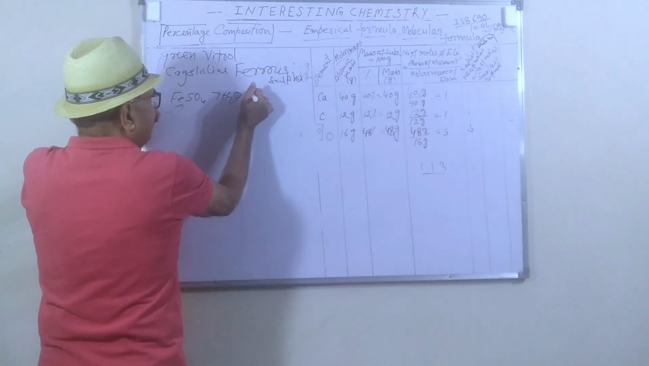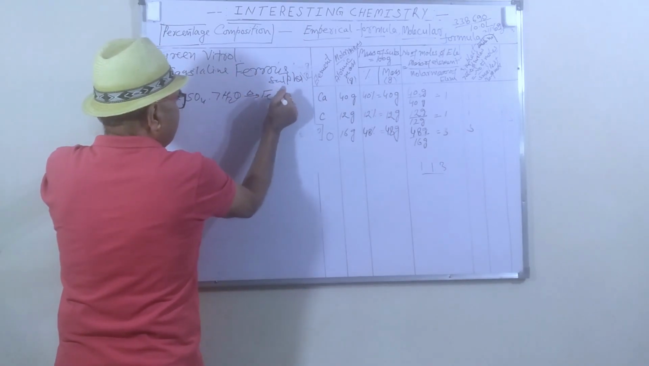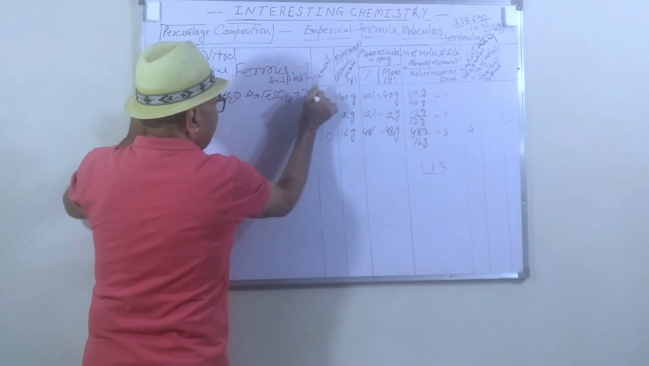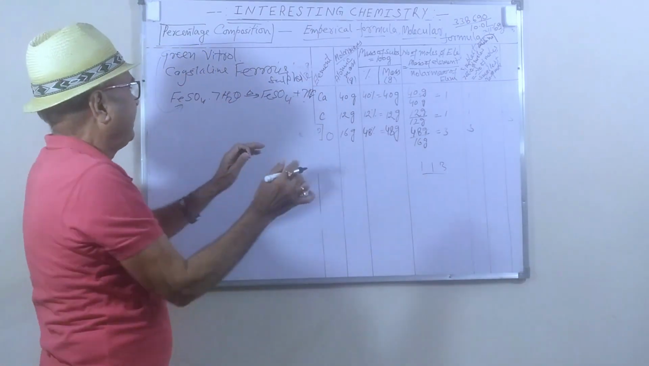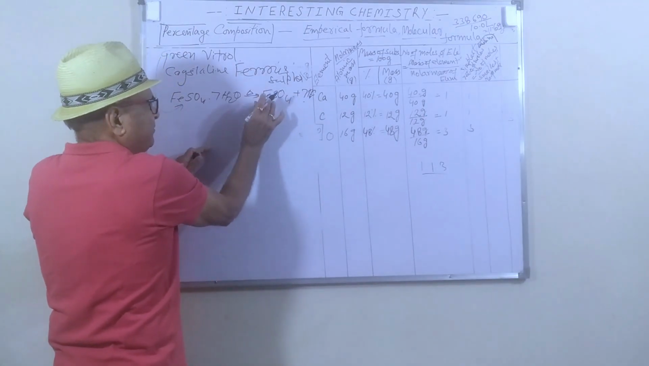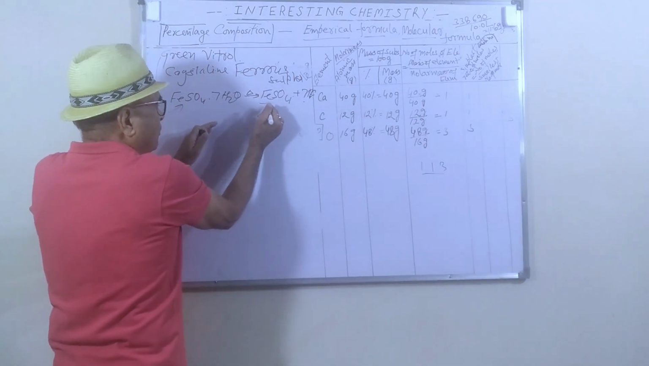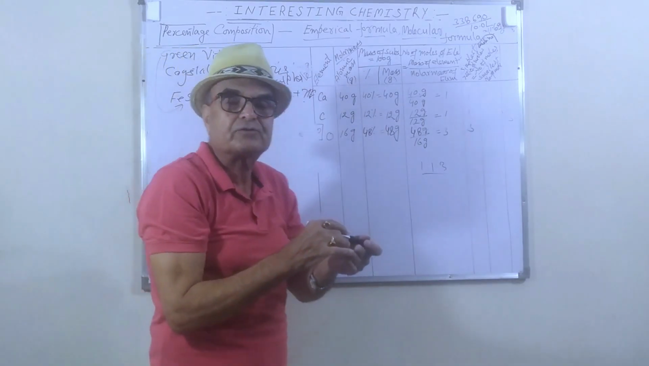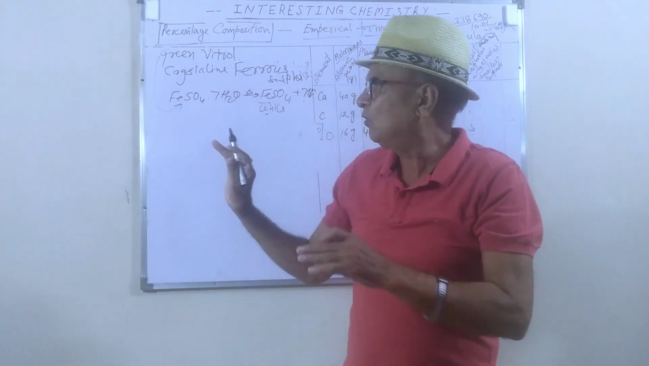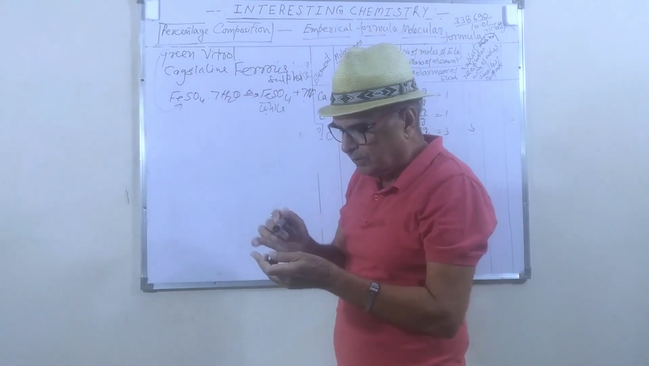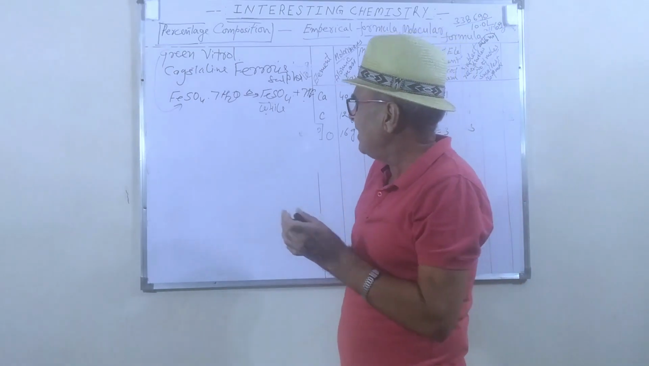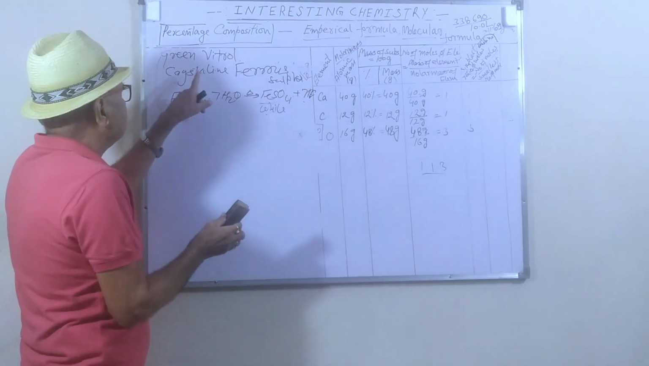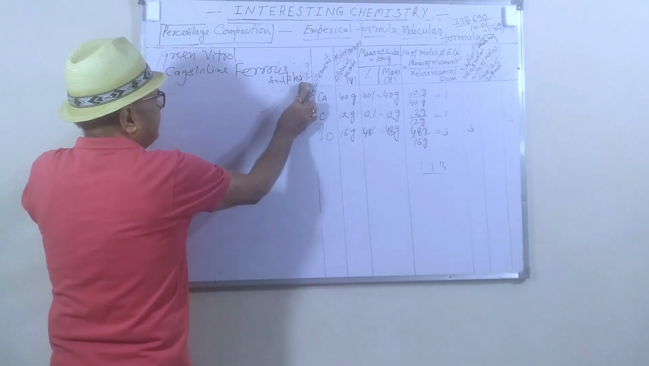When it is heated, the FeSO4·7H2O loses the H2O, which evaporates, and this is the dehydrated FeSO4. Now it is white, colorless. It is white FeSO4. So I won't go into this reaction. I only want to tell you how to find the percentage composition of this green vitriol, or crystalline ferrous sulfate.